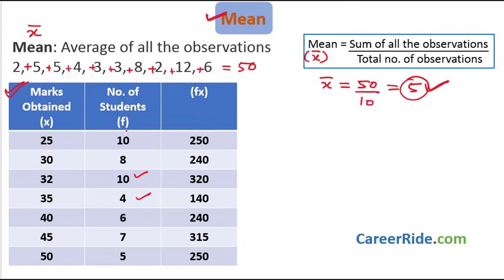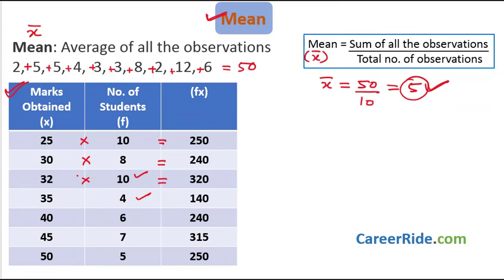What you will require first is the sum of all the marks obtained by all the students, right? The marks obtained by all the students is the first entry that you require to find the mean. So 25 marks by 10 students, that means 250 marks here. 30 marks by 8 students, so I get 240 marks here. 32 by 10 students, so 320, right?